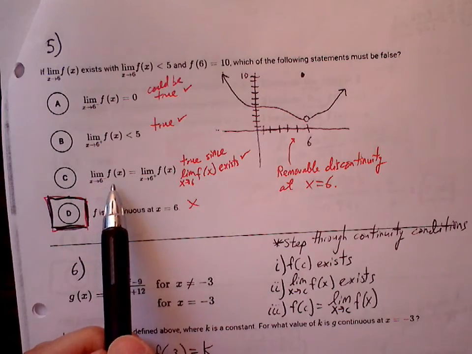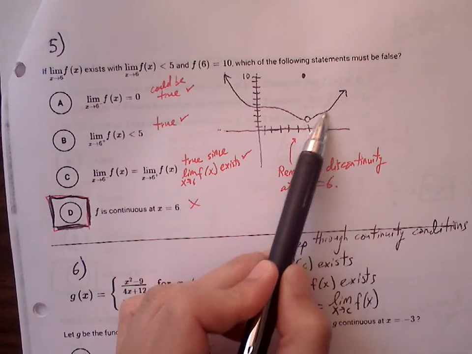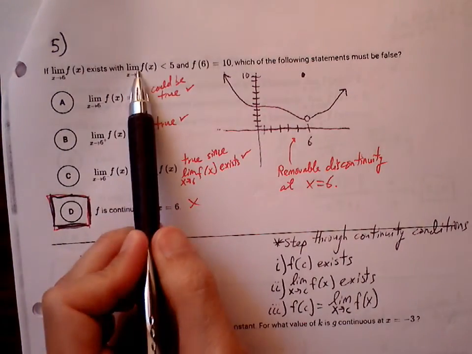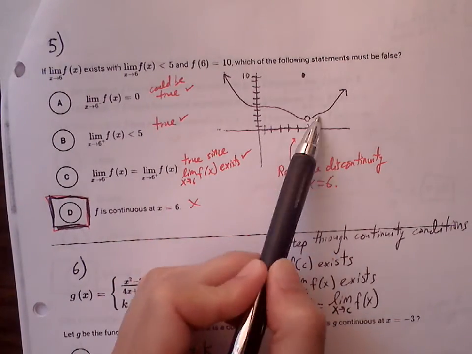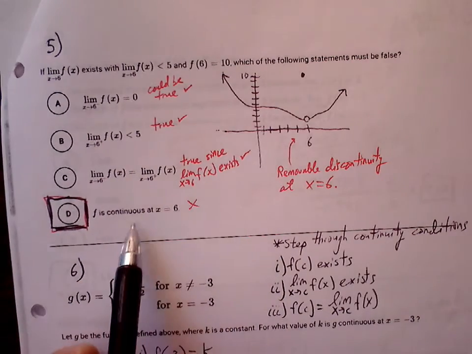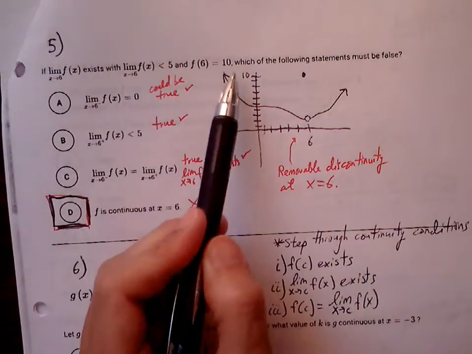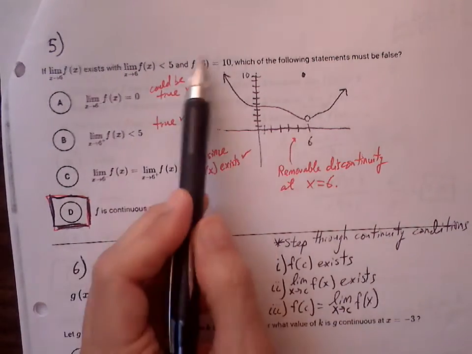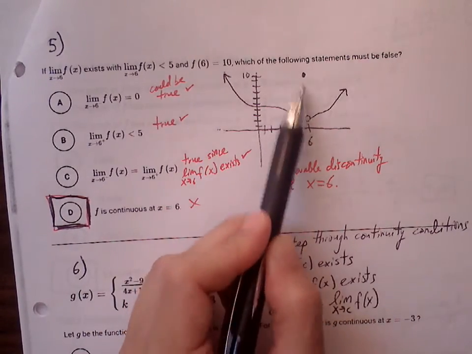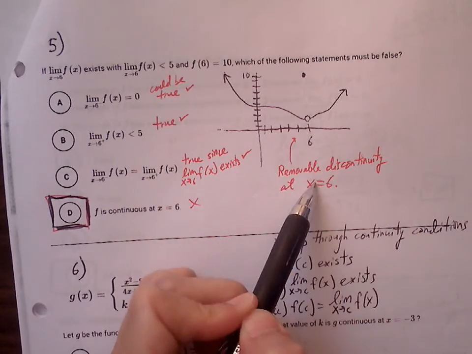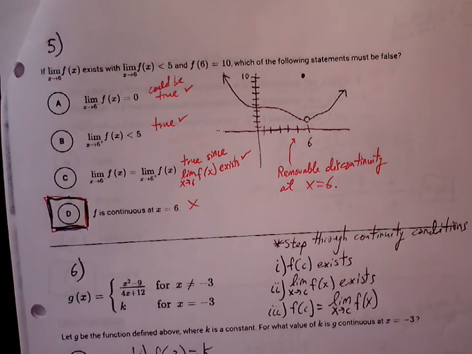The limit as x approaches 6 from the left side, okay, so this branch, is equal to this branch. And we know that's true because we're told that the limit does exist, so it's a foregone conclusion that both sides must be in agreement. Now, is the function continuous at x equals 6? This one we know has to be false because we're told that the limit is less than 5, and the ordered pair is at 10, so there's no way these two can be in the same location. So there must be a hole, which means there is a removable discontinuity at x equals 6, which means the function is not continuous.